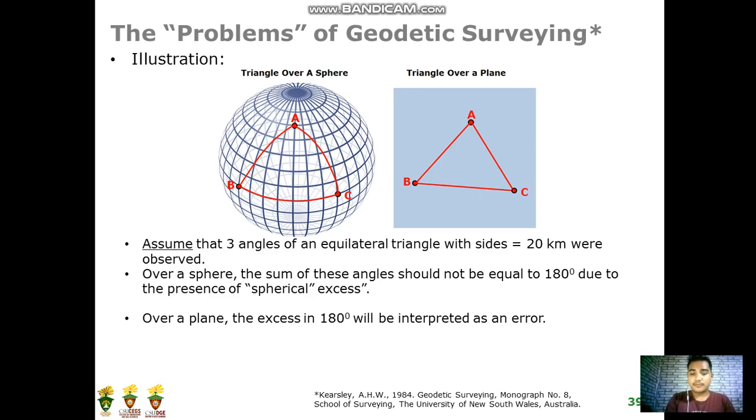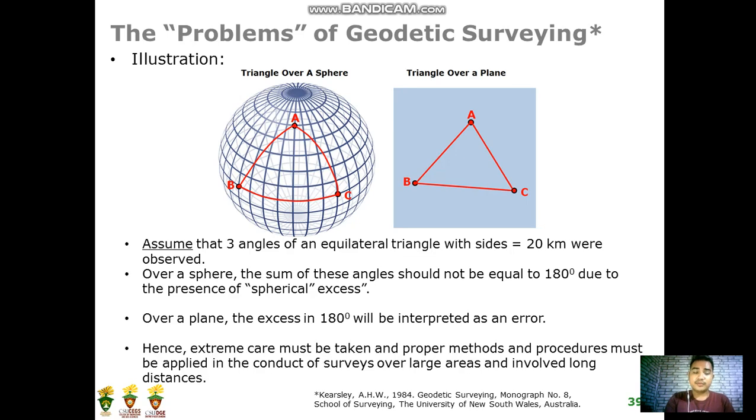So, this is one of the problems in geodetic surveying, because we need to determine this spherical excess to account for it and distribute the error so that the information we get is more precise. And hence, extreme care must be taken, and proper methods and procedures must be applied in conducting surveys over large areas that involve long distances. So we need to determine the spherical excess and distribute the error so that we get more accurate data.